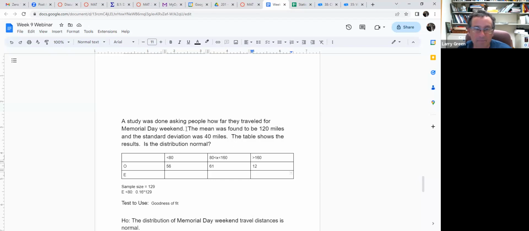So let's take a look at this. First thing is less than 80. There are 56 people who said they traveled less than 80 miles. There were 61 who traveled between 80 and 160 miles. And there were 12 who traveled greater than 160. Any questions on just looking at that data?